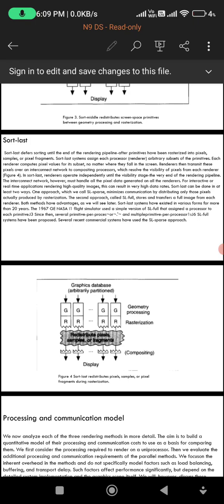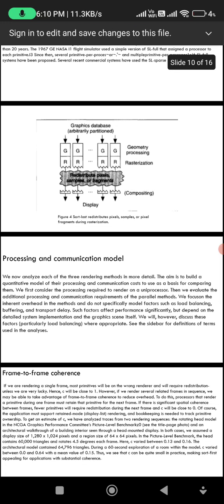Sort last can be done in at least two ways. One approach, which we call SL sparse, minimizes communication by distributing only those pixels actually produced by rasterization. The second approach, called SL full, stores and transfers a full image from each renderer. Both methods have disadvantages as well, as we see later. Sort last systems have existed in various forms for more than 20 years. Figure 4 shows sort last redistributes pixel samples or pixel fragments during rasterization.